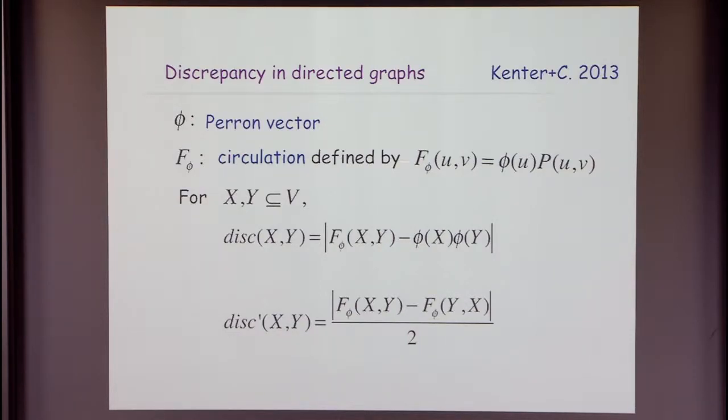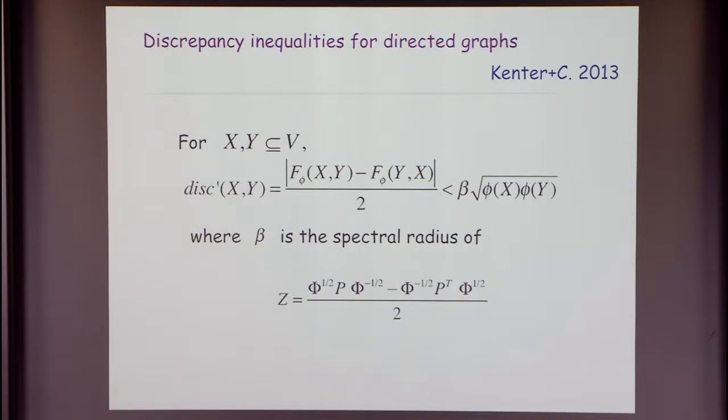But all the edge weights are defined by using the Perron vector. If we do that, then you can control the flow in between x and y. So we also have a set of discrepancy inequalities for the directed case. Of course, as you can see, it all depends on the Perron vector quite a bit. Franklin is here, and in his thesis he deals with such discrepancy inequalities for directed graphs.